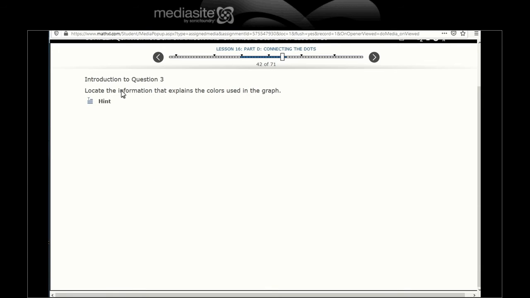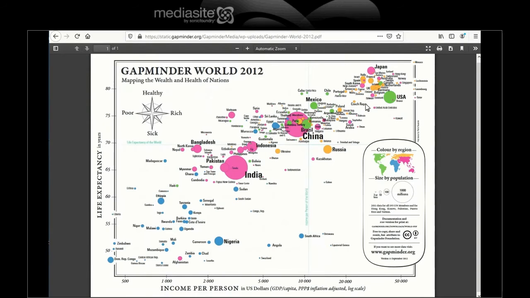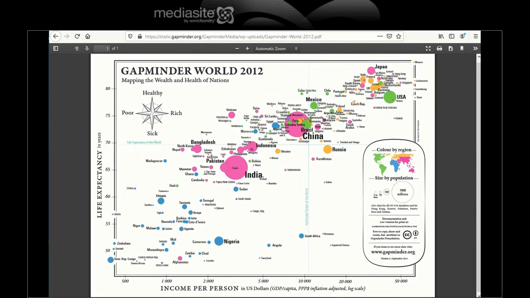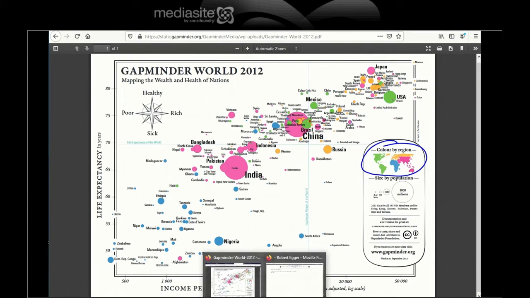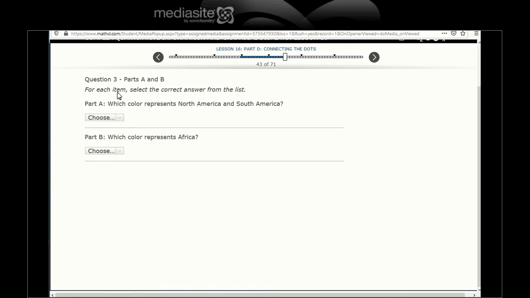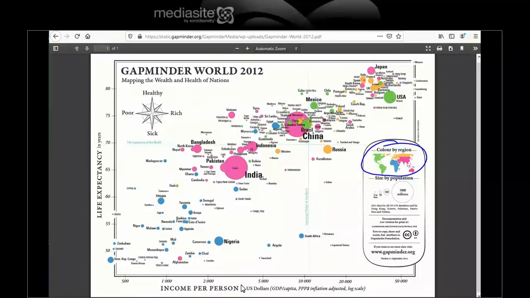Introduction to question 3. Locate the information that explains the colors used in the graph. Okay, that's here. We did that. Okay, we got it identified. For each item, select the correct answer. Which color represents North America and South America? Okay, that would be, wow, green. North America, South America.